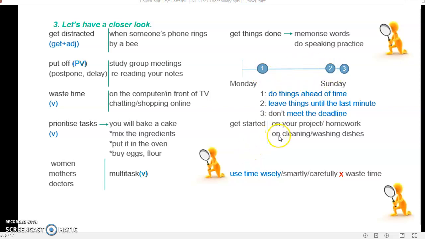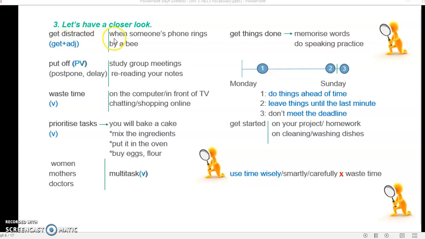Who meets the deadline? Number 1 and 2. Okay, get started means begin things, so you can get started on your project or on cleaning your room. We have used time wisely. If you use time wisely, you use it smartly and carefully. The opposite meaning could be wasting time. Just a very quick look again.